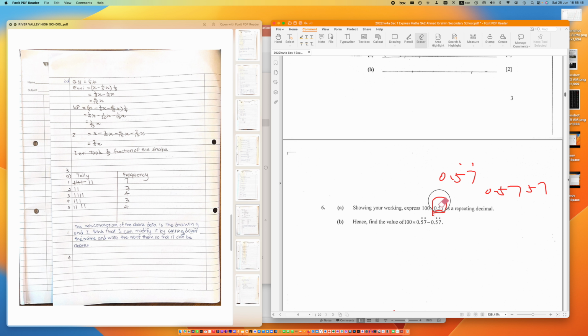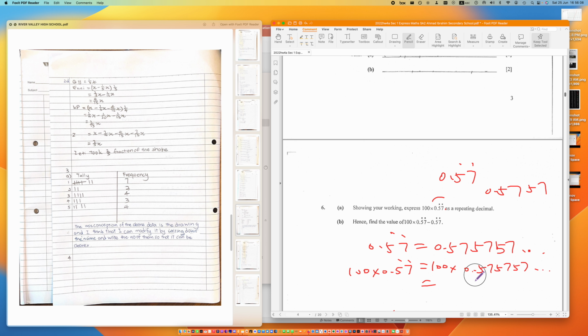Okay? And it's a rational number. So for this one, you just write down a few out. It's equal to 0.5757 dot dot dot. Okay, so 100 times this is actually 100 times 0.5757 dot dot dot. So in a way, you just go 57.5757 dot dot dot. And then you just minus it, so it's 57.